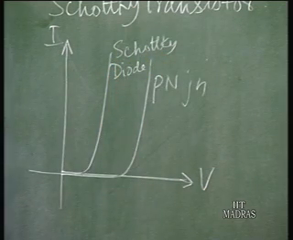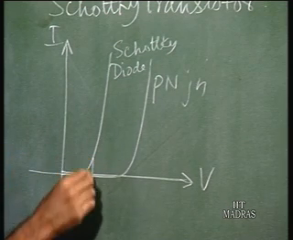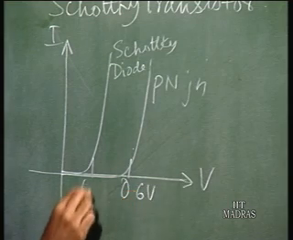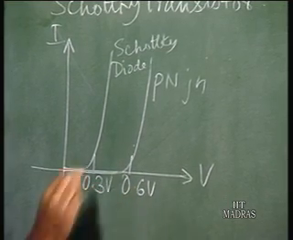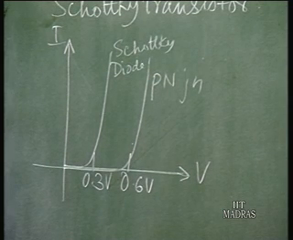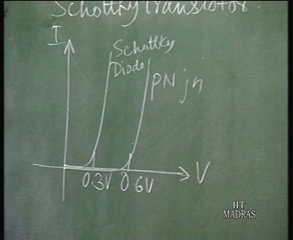Okay. So, it starts conducting at a much lower voltage. Suppose this is 0.6 volts, say this may be 0.3 volts. So, that is the difference between a Schottky diode and a PN junction diode in terms of characteristics. Now, that is utilized in a Schottky transistor.